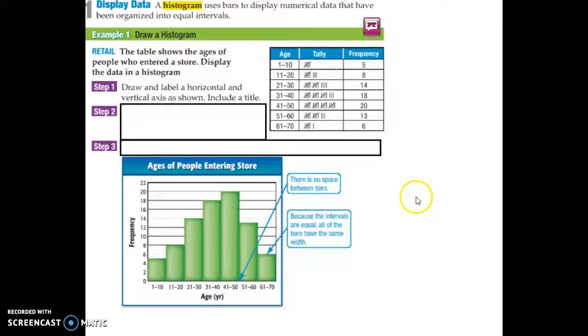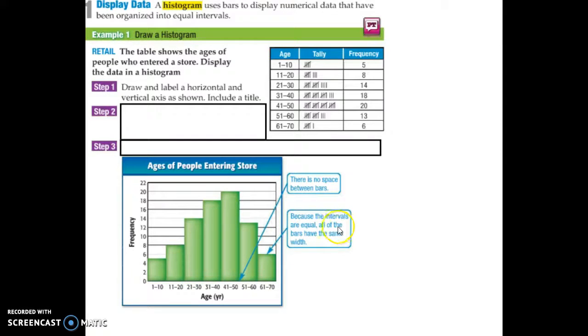Alright, so a histogram uses bars to display numerical data that has been organized into intervals. So you see, look down here, this is a histogram. It looks very similar to a bar graph, but one difference is that there are no spaces between the bars.